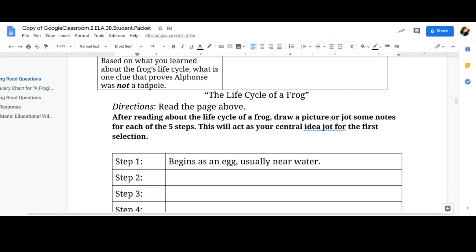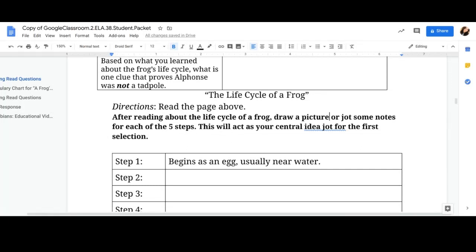I know it says draw a picture. You can draw your pictures, take a picture, and send it to your teachers on Dojo. That would be okay. But for those who do not have access to their teacher on Dojo, for whatever reason, I would like you to jot your notes down instead of draw a picture.